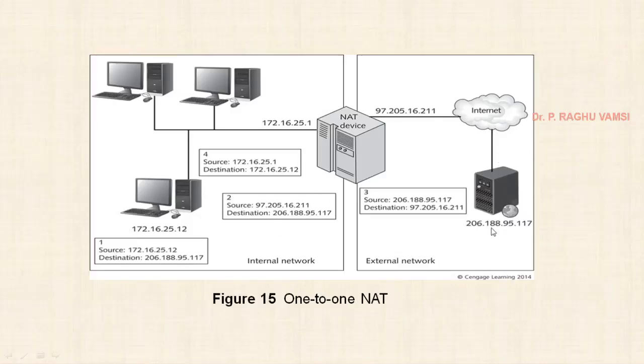This request will go to the internet and reach the corresponding server. Whatever response is received from the server on the internet will come back with 206.188.95 as the source and the NAT device as the destination. The NAT device IP address will be mapped to the corresponding internal computer which requested the service, that is 172.16.25.12. So the response will be given to the corresponding computer. So this is the one-to-one NAT. That means one private address is converted to one public address.